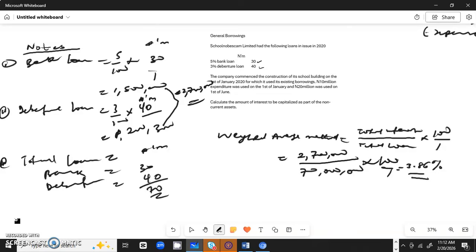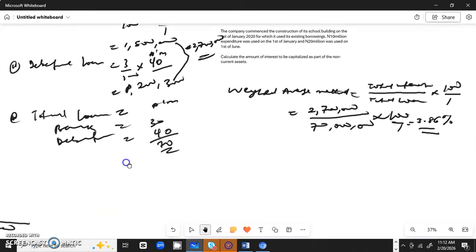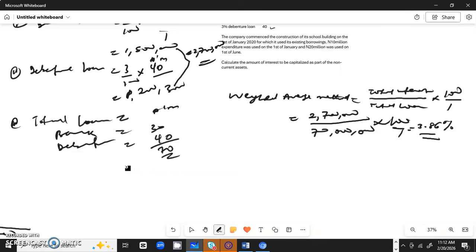The company commenced the construction of the school building on the 1st of January 2020, for which it used its existing borrowings. So 10 million naira expenditure means that the construction started at the beginning of the year, and 10 million naira was used on the 1st of January. Meaning this particular 10 million naira was used from the beginning of the year to the end of the year. So let us go ahead. Number four.